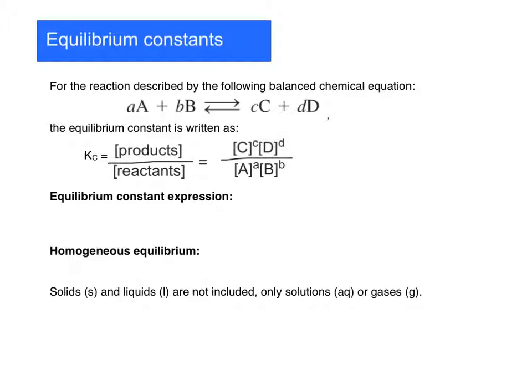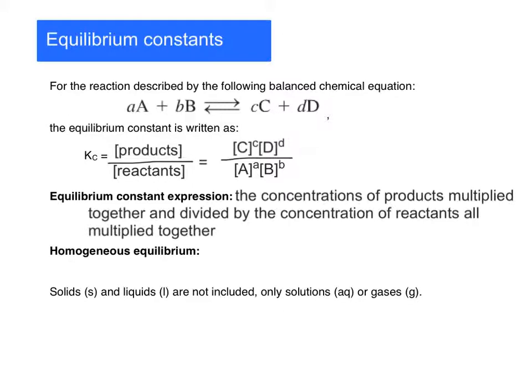Now, an equilibrium constant expression is just that. It's the concentration of the products raised to their coefficients as powers, divided by the concentration of the reactants. So now, let's talk about homogeneous equilibrium. Homogeneous equilibrium is when all of your reactants and products are in the same state. For example, they could all be solutions or they could all be gases. Heterogeneous equilibrium also can occur, but that's when we have the products and reactants in at least two different states.